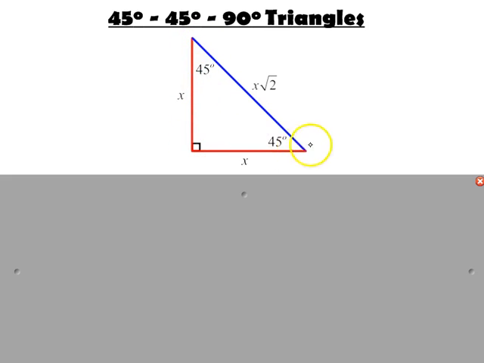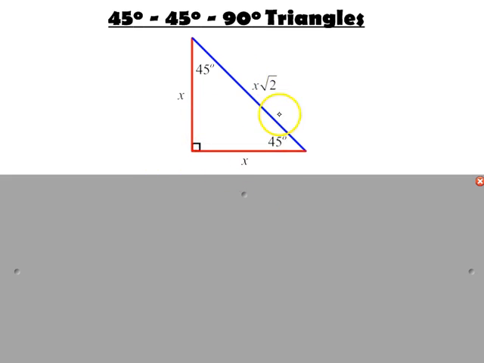So the two legs of the triangle, those are going to be congruent to each other. So if you know the length of one leg, you'll know the length of the other. Then, once you have the length of that leg, in order to find the length of the hypotenuse, all you need to do is take that leg and multiply it times the square root of 2.